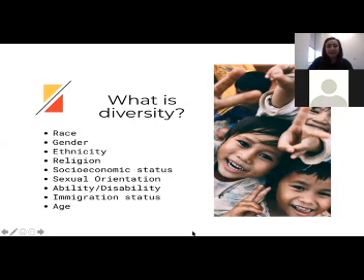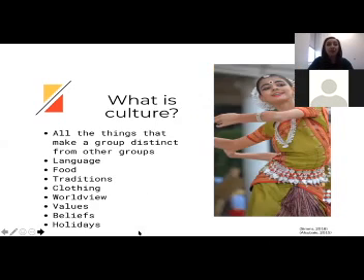So what's then the difference between diversity and culture? Culture is all of those things that make groups different from each other. So this can include things like language, food, traditions, clothing, worldview, values, beliefs, holidays. It's just those things that make the groups unique and different from each other. And this is particularly important when considering something like race.